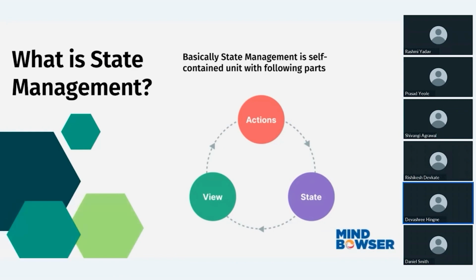So basically, state management has the following parts: state, actions, and view. Any component is divided into these three sections: state, actions, and view. In the examples, we will see how it is managed.